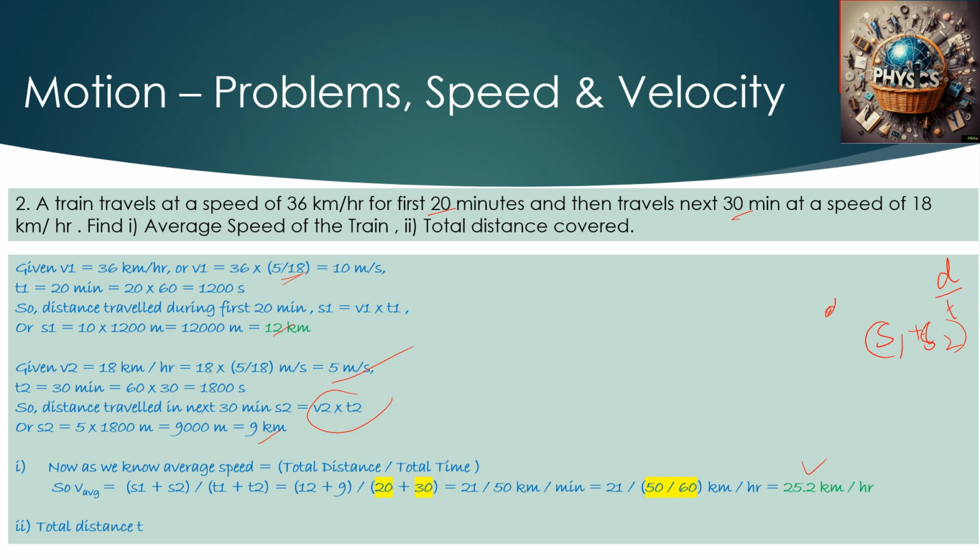Now the total distance covered we have already derived actually. We already know by this time that v1 t1 is the distance covered during the first interval, v2 t2 is the distance covered during the second interval. So 12 plus 9 is nothing but 21 kilometers, which is our total distance. So that's how we get to answer these two.